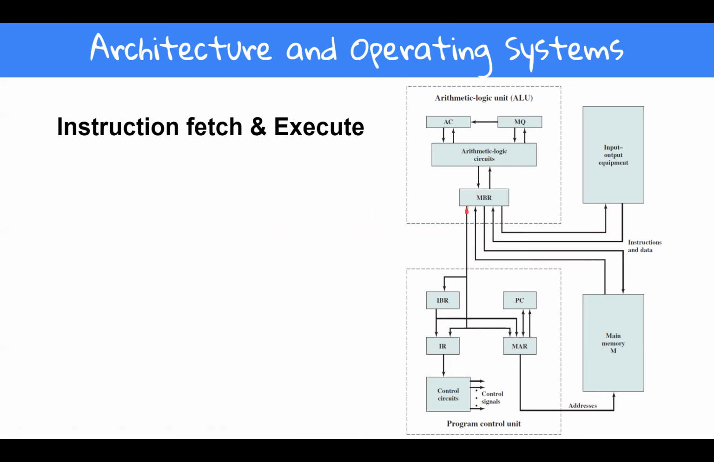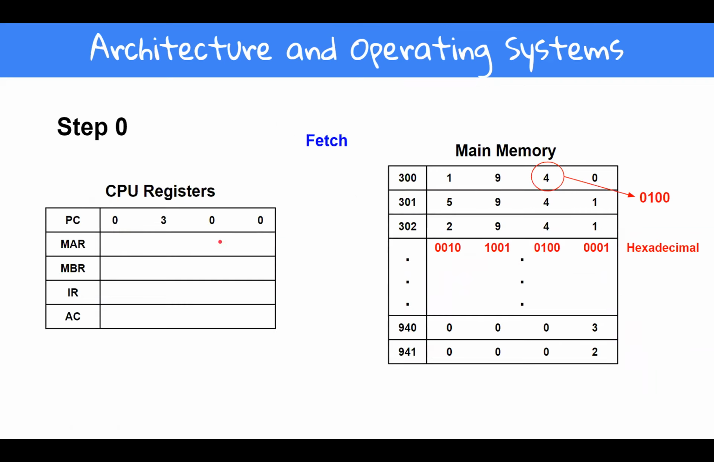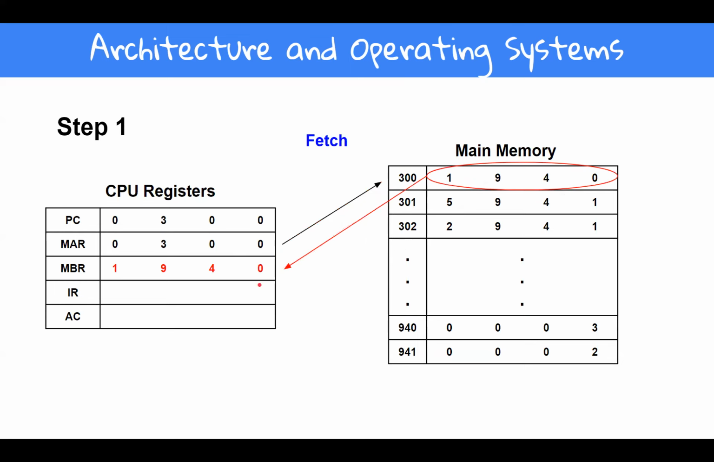Now MBR should send it to IR and MAR. Let's see. So program counter gives the address to the MAR. MAR is the register which goes to the memory based on the address, gets the instruction, brings it back to the MBR. There you go, 1940 in MBR. Now still we are reading, we are in fetch cycle. Now it's time to pass it to the IR.